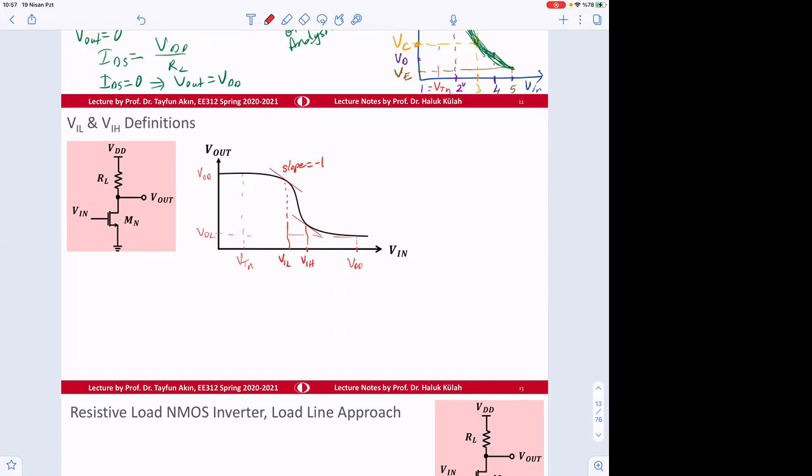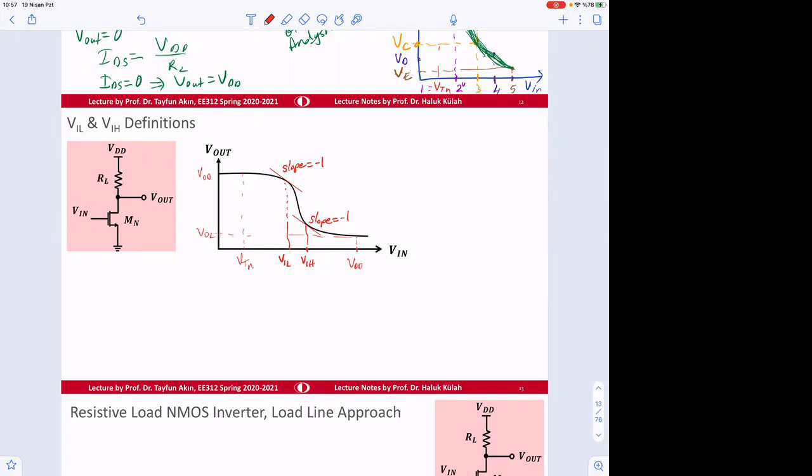So again, this is slope equal to -1. Finding those points is not that difficult, but it's tedious. It takes a lot of effort, but it is possible to obtain those.